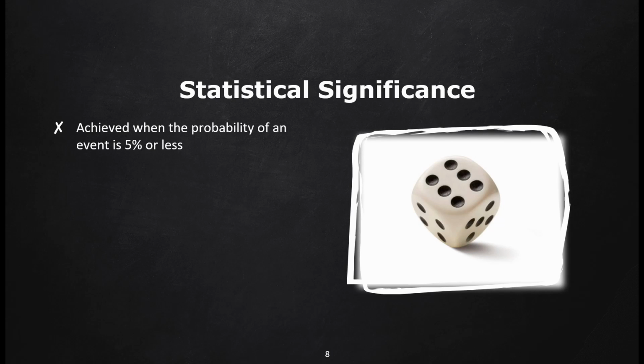Last but not least, I was debating whether to include this topic or not. In the end, I decided to do so. Statistical significance, we achieve that when the probability of an event is 5% or lower. In chapter 4 is when we start working with probabilities. That's why I was debating whether to include this or not, because we're not working with probabilities right now. But just keep this idea in mind. Make a little note of it somewhere on the margin or whatever.